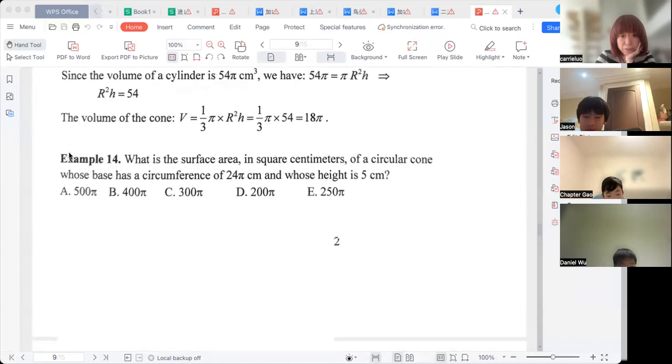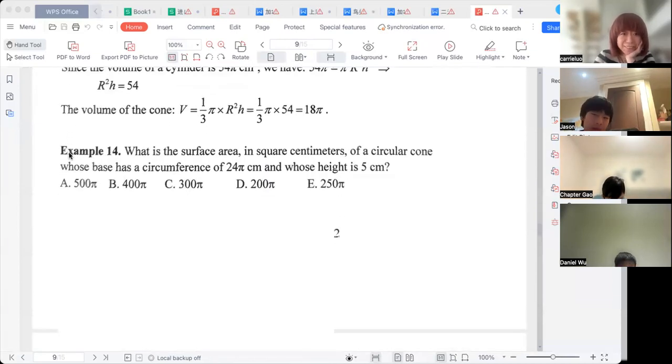Okay, I made a mistake, I times 3. What is the surface area in square centimeter in the circular cone whose base has a circumference of 24 pi centimeter and whose height is 5 centimeter? Oh wow. Wait, teacher. Oh wait, never mind. I wrote everything down. Don't worry.